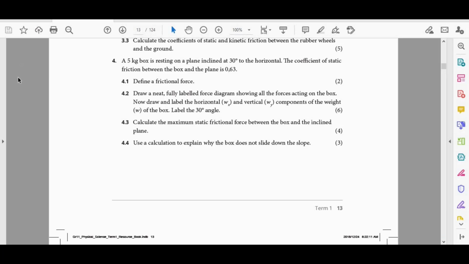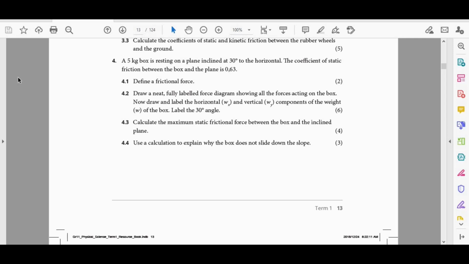Question 4. A 5 kilogram box is resting on a plane inclined at 30 degrees to the horizontal. The coefficient of static friction between the box and the plane is 0.63. 4.1, another definition: define a frictional force. 4.2 is where the money is because it's the most marks.